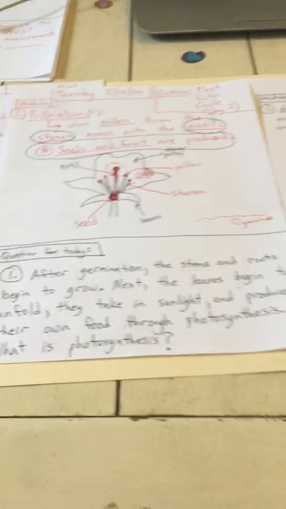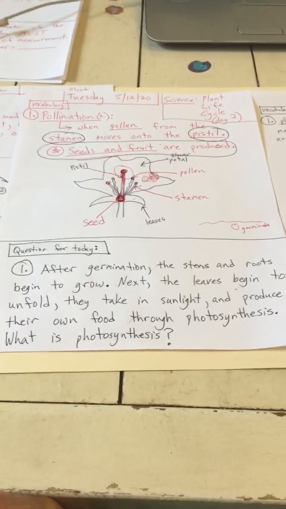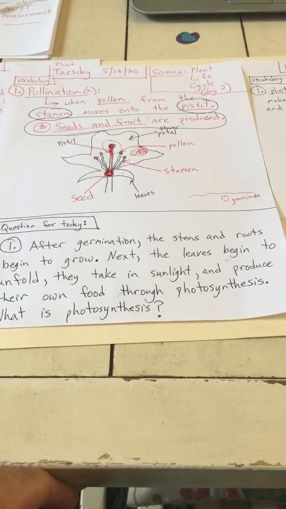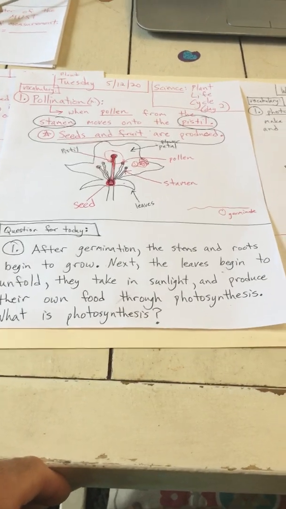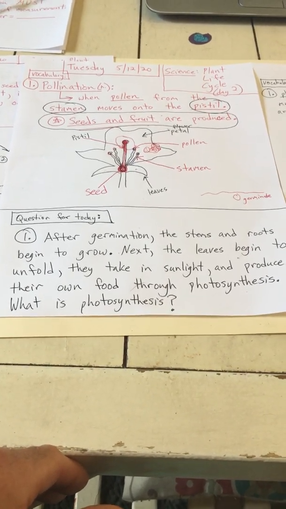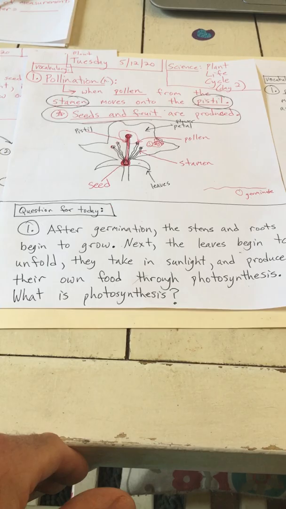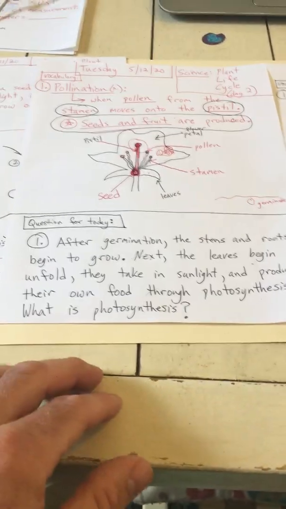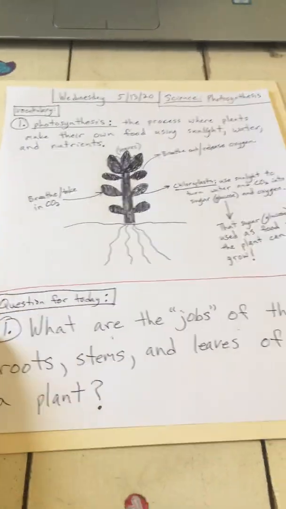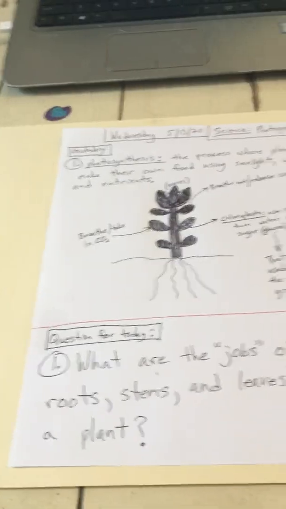Yesterday's question said, after germination, the stems and roots begin to grow. Next, the leaves begin to unfold. They take in sunlight and produce their own food through photosynthesis. What is photosynthesis? That is the question that you had yesterday. So today we're going to talk about that question. Now, we did learn this in school, but it's been about 3 months, and I know we've gone through a lot since then, so I wanted to make sure we review this.